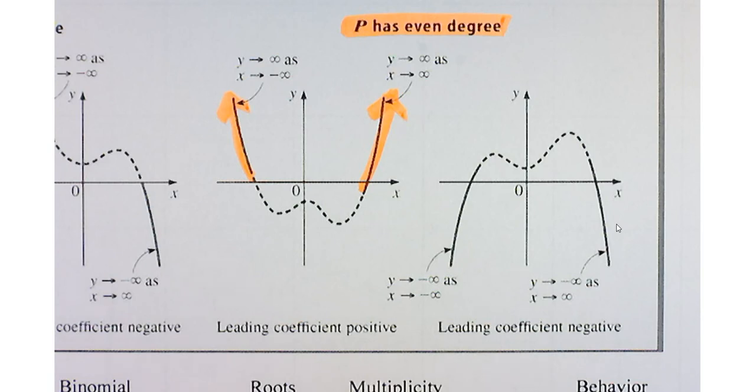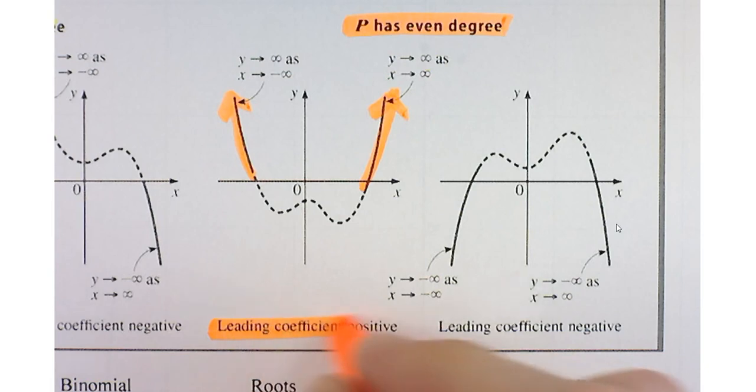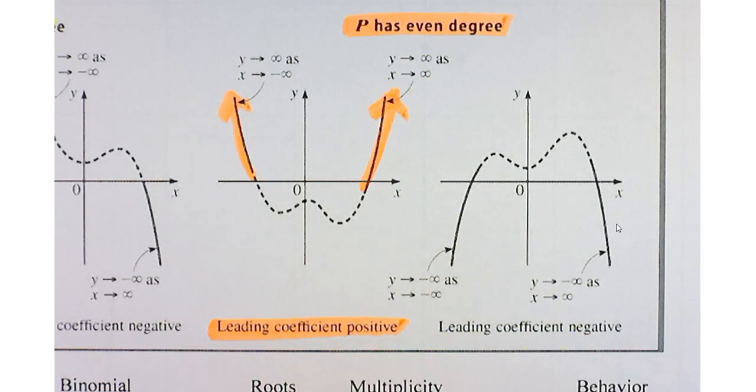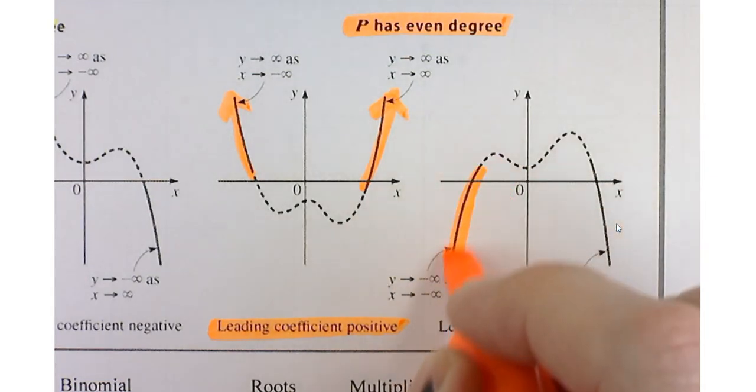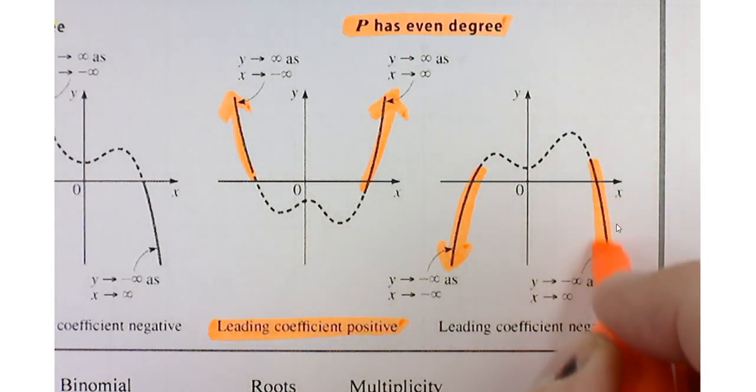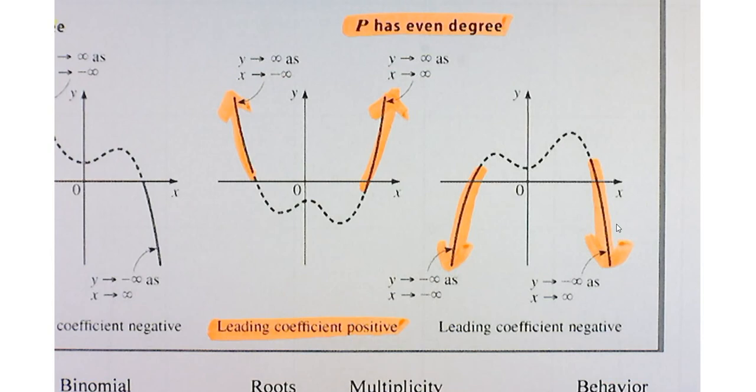Now that's assuming that the leading coefficient is positive. That is an important assumption in this. The leading coefficient is positive. What if the leading coefficient is negative? Well, then you're going to have kind of the opposite behavior. Both arms of this are going to point down.